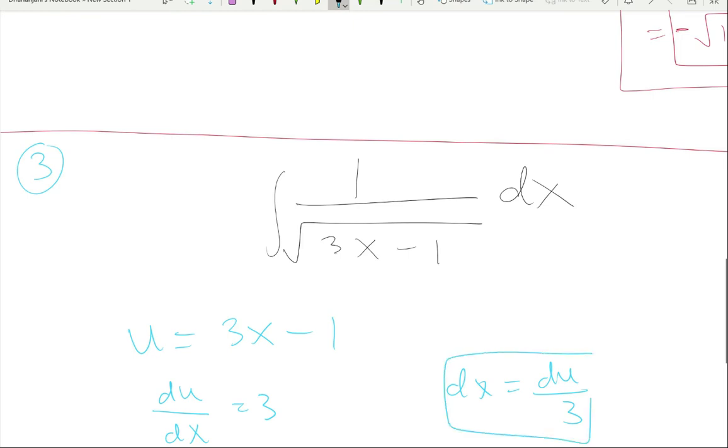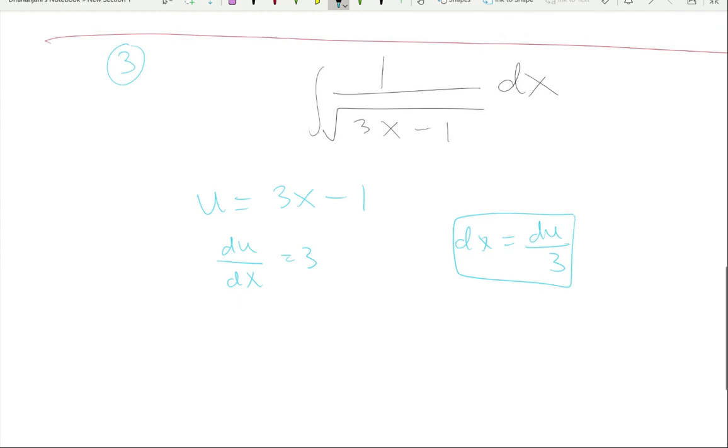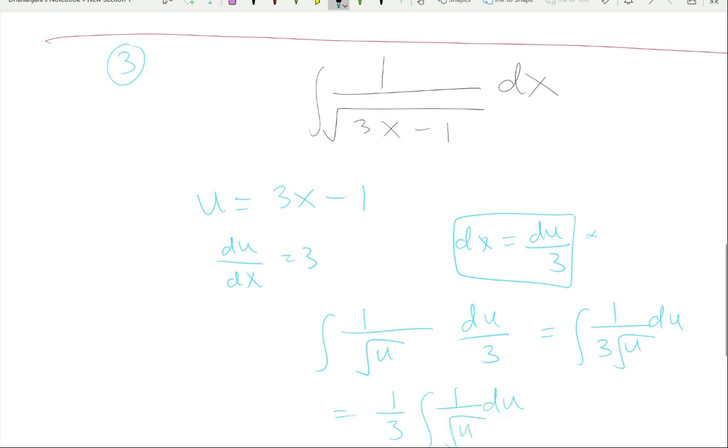Yes, right, I was just double checking my work. I don't want to get this one wrong. Okay, so yes, let's replace. So this is square root of u, dx is du over 3. It doesn't cancel anything, but it doesn't harm us either. So this is actually the integral of 1 over 3 square root of u du. So let's take that 3 out. So it's 1 over 3, integral of 1 over square root of u du.